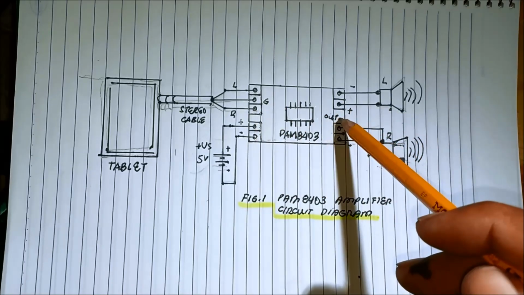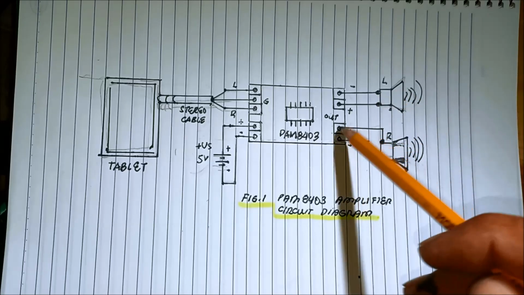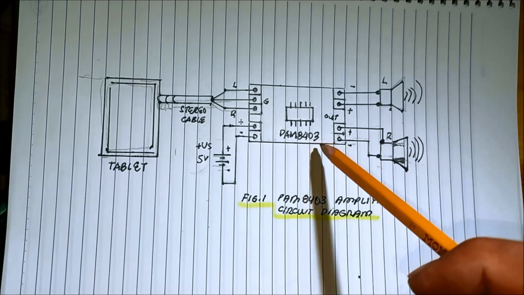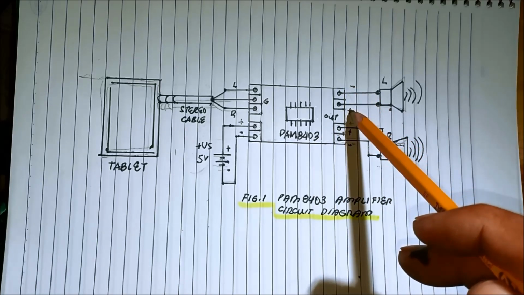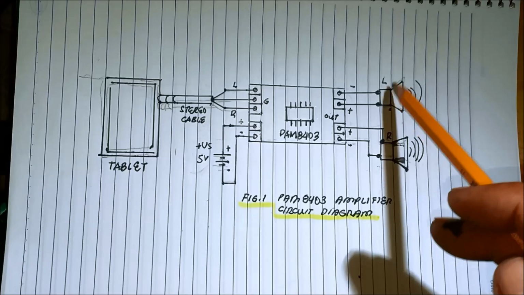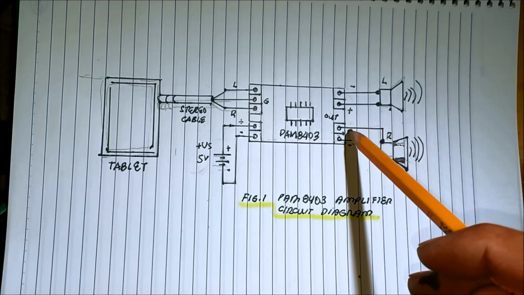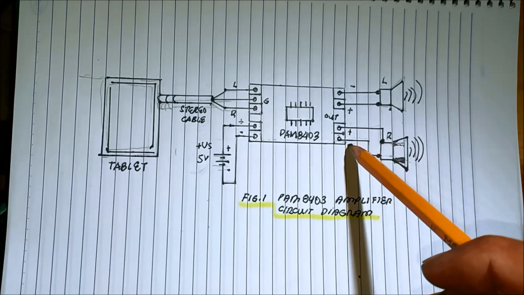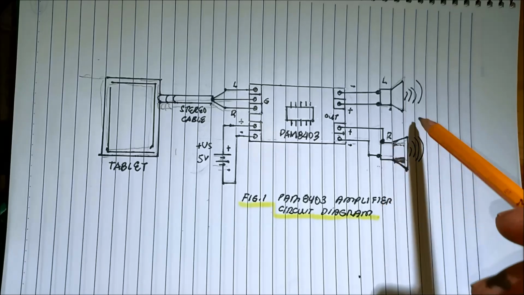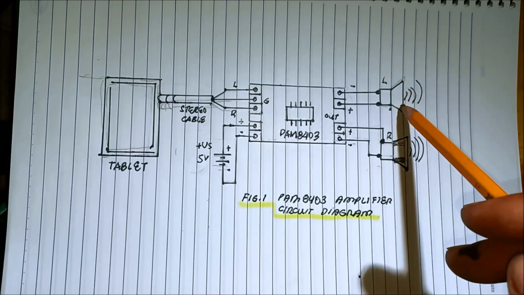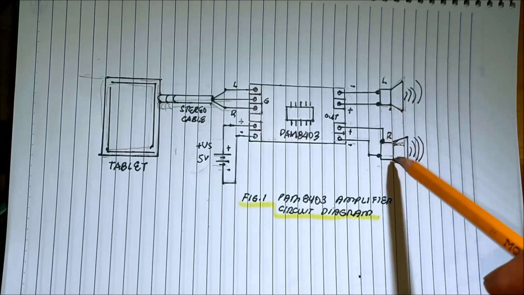And for the output side of the module, we are using 2 speakers, since this is a stereo type amplifier. The negative and positive terminal: negative for the negative side of the left channel speaker, positive to the positive, positive for the right channel, negative for the right channel. I'm using 3 watts speakers, 4 ohms for each channel.